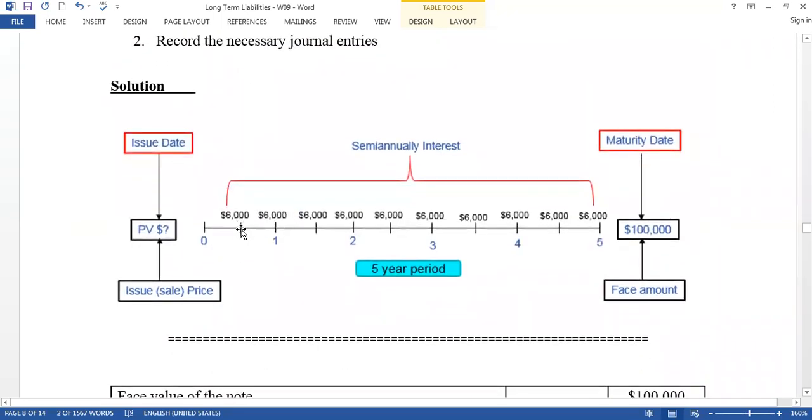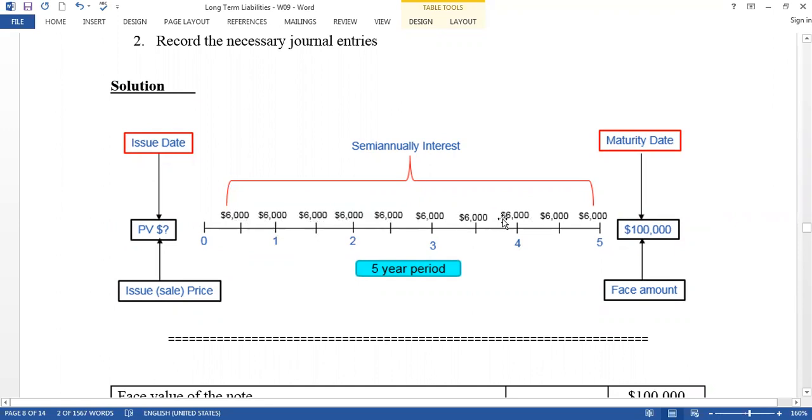So $6,000 on June 30, right? And $6,000 on December 31st. Another year, year 2, $6,000 on June 30, $6,000 on December 31st, right? So how many times are you going to pay this interest? 10 times, right? Because 5 years times two, you are going to pay this $6,000 10 times.